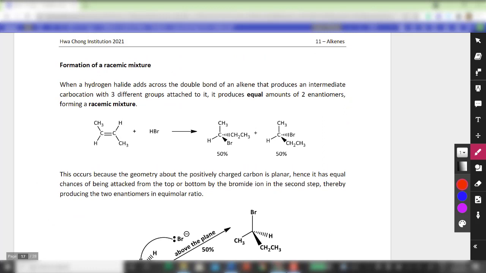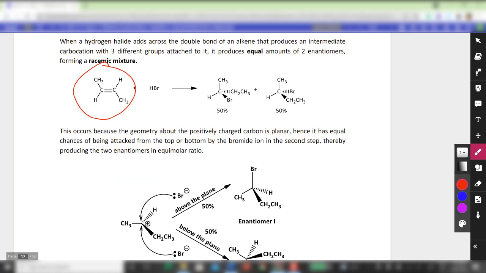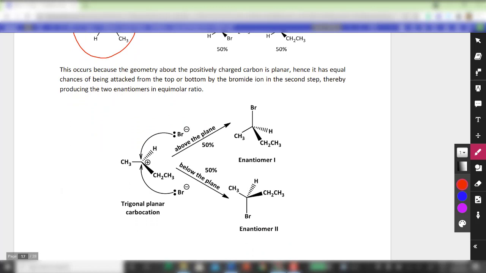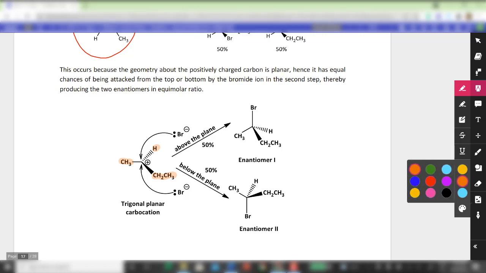Now, earlier on I gave you a preamble that a carbocation is actually trigonal planar in geometry. So if we have an alkene here, we are going to generate what we call a trigonal planar carbocation with three groups: CH3, CH2, CH3, and H. These three groups result in the fact that I will end up with an enantiomeric pair, because the bromide can approach the carbocationic carbon from the top and bottom plane with near equal probability.